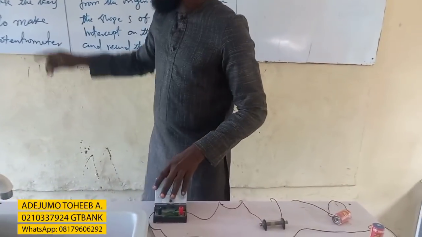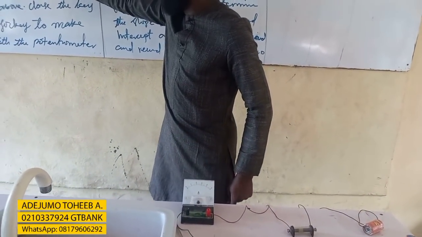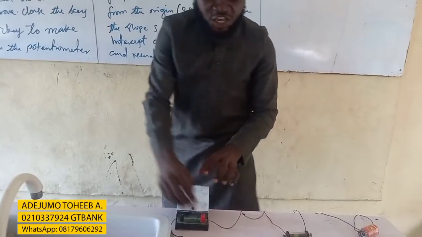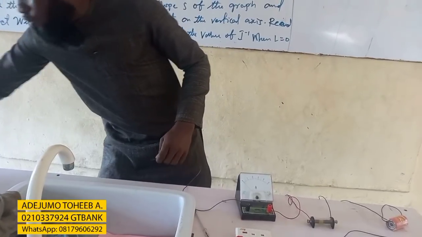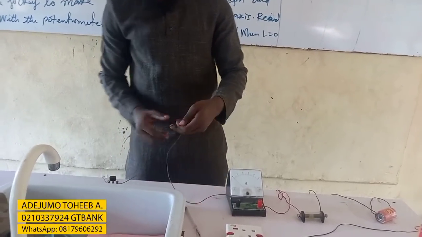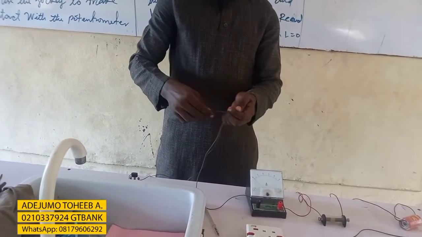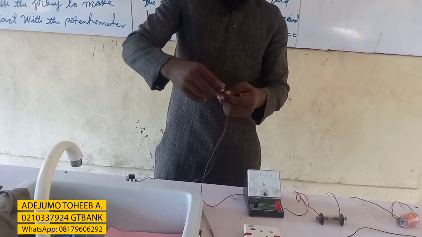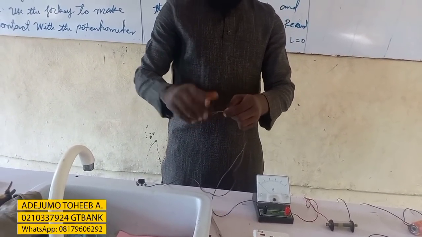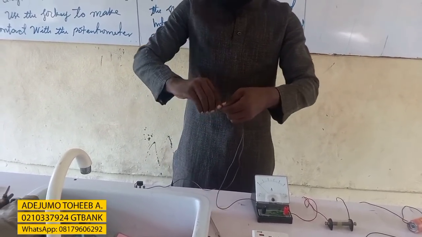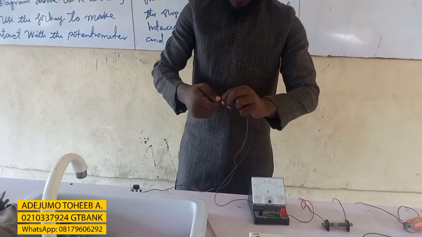So then what's the next one? Then the negative pole of the ammeter goes to the key. So this is the negative pole of the ammeter and it's going to where? To the key. So this is the key here. So we connect the negative pole of the ammeter to the key. So we have this. I believe you are following the setup now. So you can see the way I'm interpreting the diagram.